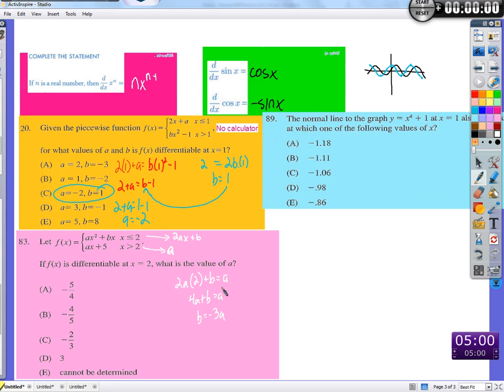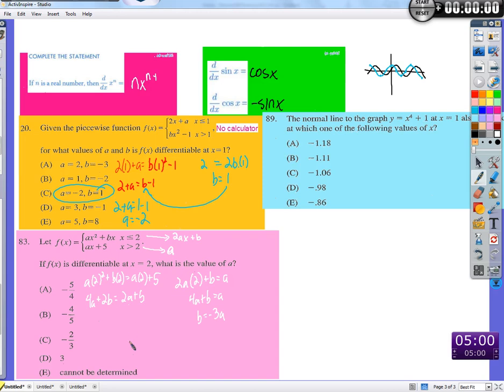So we took care of the slopes part, and now we'll take this at 2. We want these two functions to be equal to each other. So a times 2 squared plus b times 2 needs to be equal to a times 2 plus 5. We get 4a plus 2b equals 2a plus 5. And this one's already solved for b, so we can substitute and set the two equal to each other.